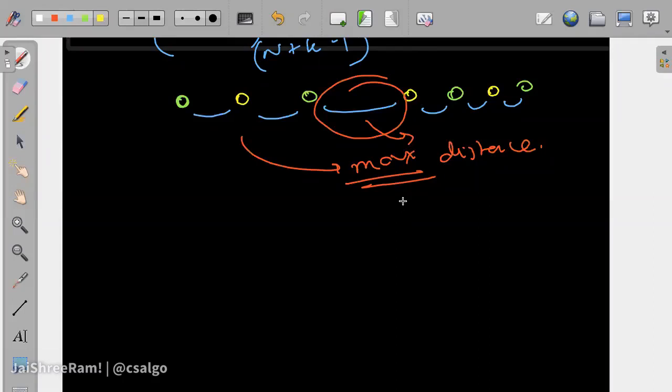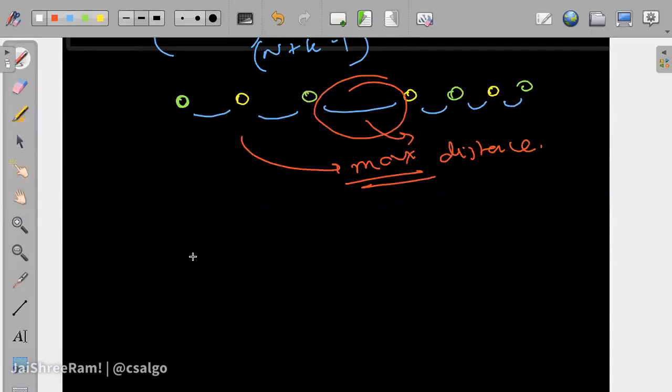Okay. Greedily placing points between the largest distances. Okay, fine. That's a good idea. So let's take a scenario. Nice. So let's say there are points something like this.